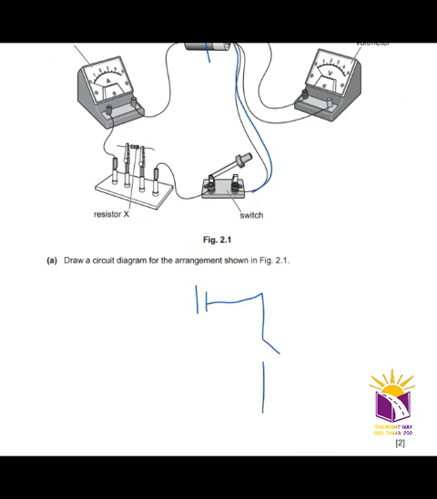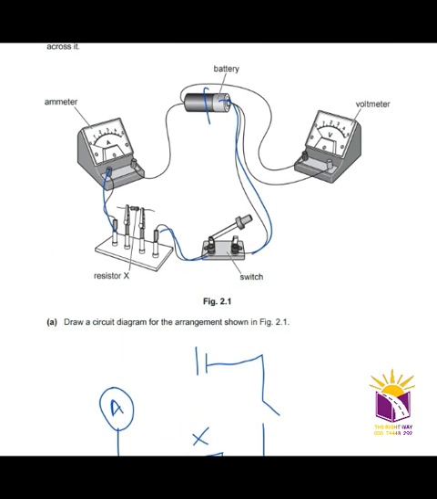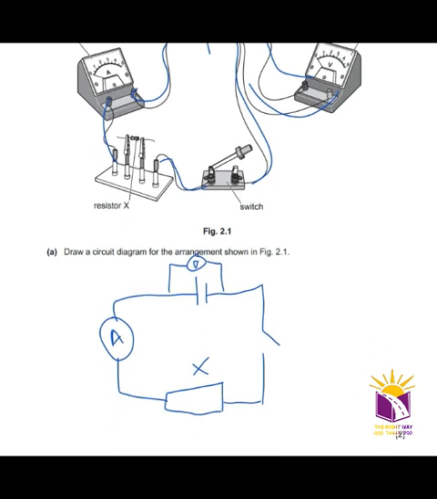The switch is connected with the resistor named X, and it is connected with the ammeter. So the ammeter is connected with the battery, and there is another parallel line for the voltmeter. So the voltmeter is connected parallel with the battery. So we have a switch, a voltmeter connected parallel to the battery, and an ammeter and the resistor X.